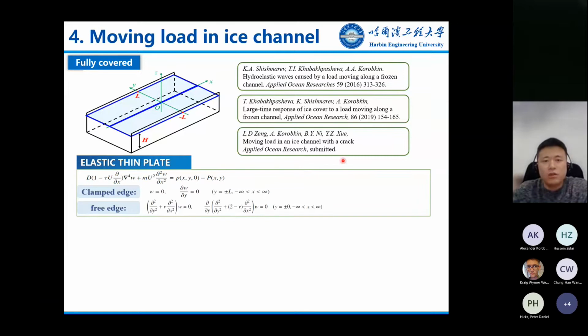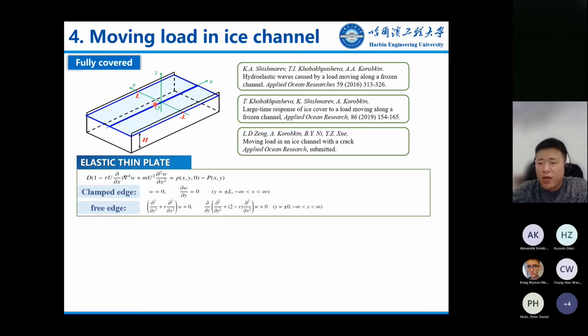A load moving along a channel fully covered by an intact ice sheet was studied by Sushimov and Kapapashia. Here we study the ice responses caused by a load moving along the ice channel when there is a crack in the ice sheet. We consider the stationary problem. The coordinate moving together with the load is established. The ice sheet is modeled by a viscoelastic plate in the moving coordinate system, with the clamped edge condition at the channel walls.